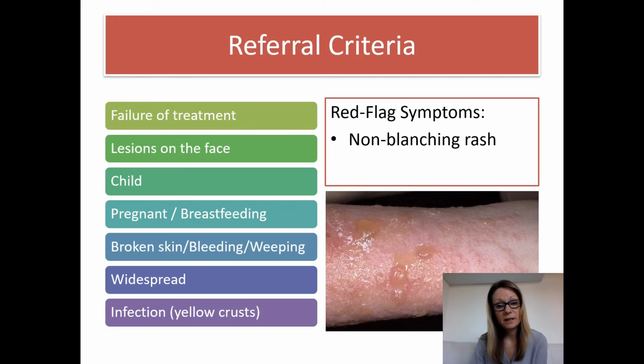Referral criteria, so these will be very similar to those of atopic eczema, so children, anyone who's pregnant or breastfeeding. If there's any signs of infection, so broken skin, if it's bleeding, weeping, because those might require antibiotics, which will have to be prescribed by the GP. Is it widespread, so is it spreading all over the body? And of course we have that non-blanching rash.